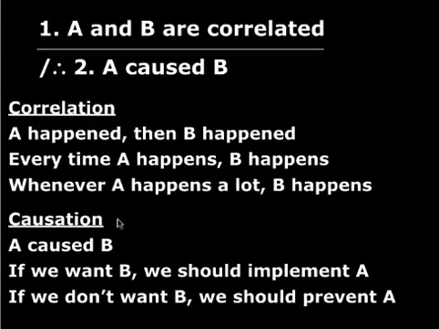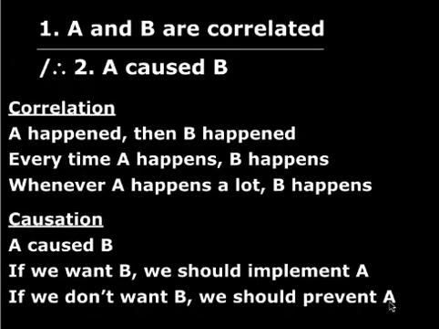What about causation? Well, sometimes they might just use the word cause, A causes B. Or it might be some sort of control. If we want B, we should implement A, right? If we want to win, we should give the ball to Lynch at least 30 times. If we want the basketball team to win, we should have the cheerleaders wear blue ribbons, whatever. Sometimes it can be like this. If we don't want B, we should prevent A.